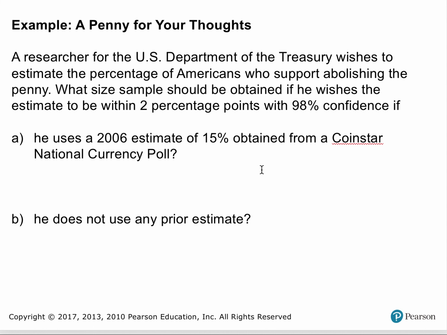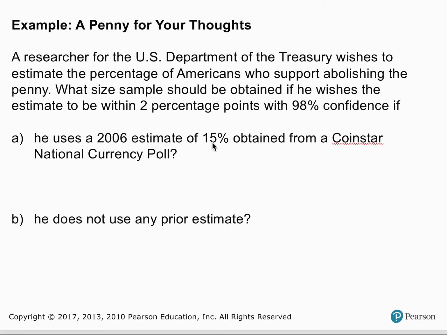One more. A researcher for the U.S. Department of the Treasury wishes to estimate the percentage of Americans who support abolishing the penny. What size sample should be obtained if he wishes the estimate to be within 2 percentage points with 98% confidence if he uses a 2006 estimate of 15% obtained from a Coinstar national currency poll? Okay, so this time it's just saying what size sample, right? He knows his confidence interval, he knows what he wants his margin of error to be, and he just wants to know, well, then how big should my sample be?